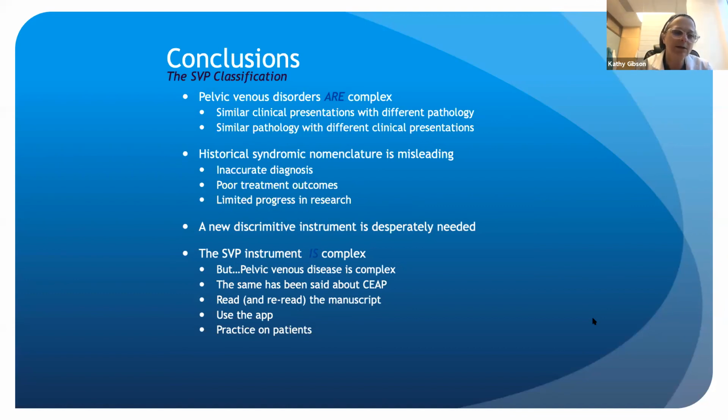And it really limits our progress in research because it's hard to do anything like a meta-analysis or compare papers when we're all over the map when we're talking about these different patients. So this discriminative instrument is desperately needed. It is complicated, but pelvic disease, again, is complex. And this is what was a criticism of the SEAP classification when it came out. It was too complex. People wouldn't use it, and I think we use it a lot now.